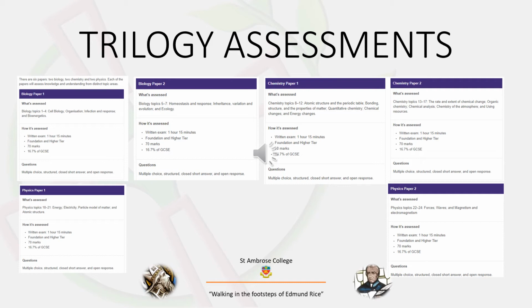The assessments for Trilogy take place on exactly the same days in the GCSE calendar as the 3 separate sciences, and there will be 6 papers in total, 2 biology, 2 chemistry and 2 physics. The only difference being is that the length of the papers are all 1 hour 15 minutes and they are worth 70 marks, and each paper is worth an equal 1/6 of the overall GCSE award. The questions again will be multiple choice, structured, closed short answer and open responses.